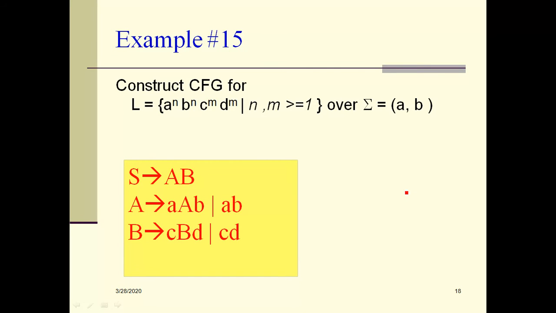Okay, then next, here we have the number of a and b must be equal, the number of c and d must be equal, and n and m are both equal.